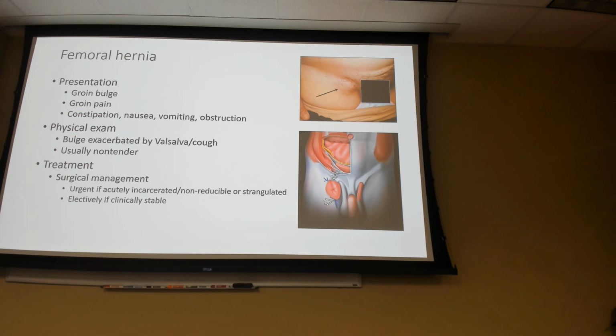And this one typically presents with groin bulge, pain. They might have nausea, vomiting, signs of obstruction, especially if they're incarcerated. The bulge is going to be worse with any sort of straining, Valsalva, cough. Usually non-tender, but typically all of them are going to get surgery. It just depends on if we can reduce it or not. If it's stable and we can reduce it, then we'll send them for an elective surgery. If not, we have to urgently repair it.